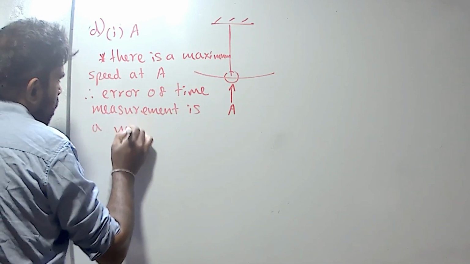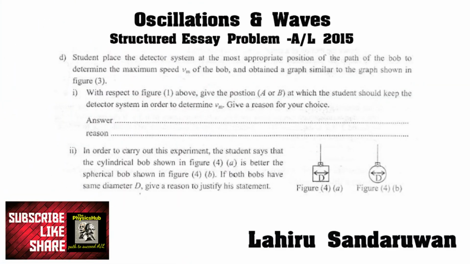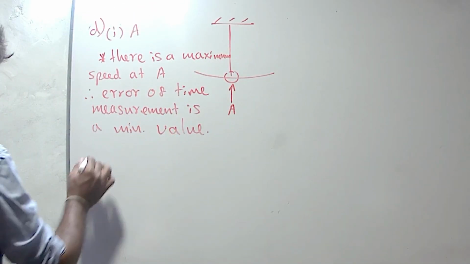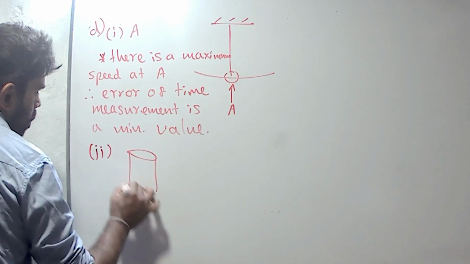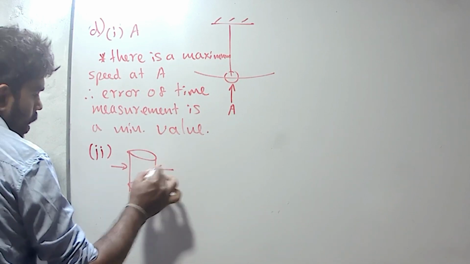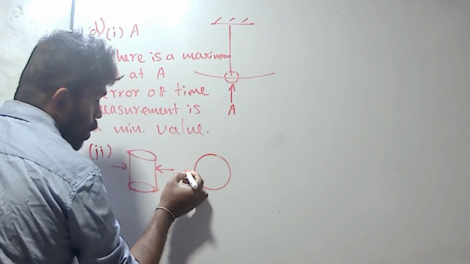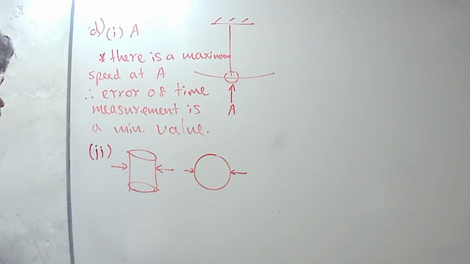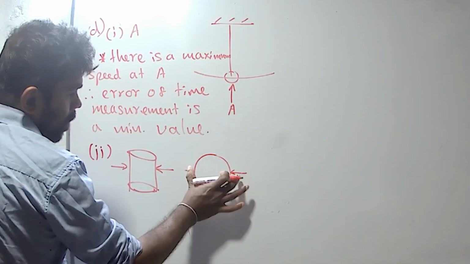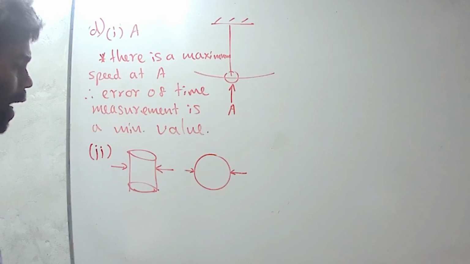is a minimum value. In part 2, in order to carry out this experiment, the student says that the cylindrical bob shown in figure 4a is better than the spherical bob shown in figure 4b. If both bobs have the same diameter d, give reasons to justify the statement. Yes, it is correct, because if we are using a cylindrical bob, we can place the detector system at any height of this cylinder. But if we are using a sphere, we have to get the reading by placing the detector system across this diameter. It is difficult to get practically.